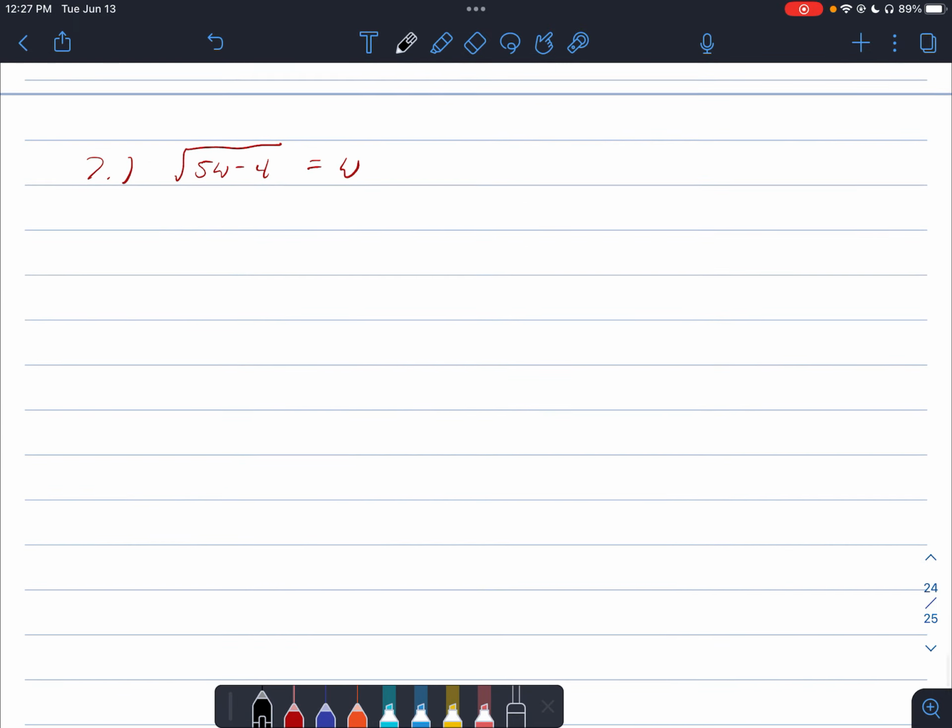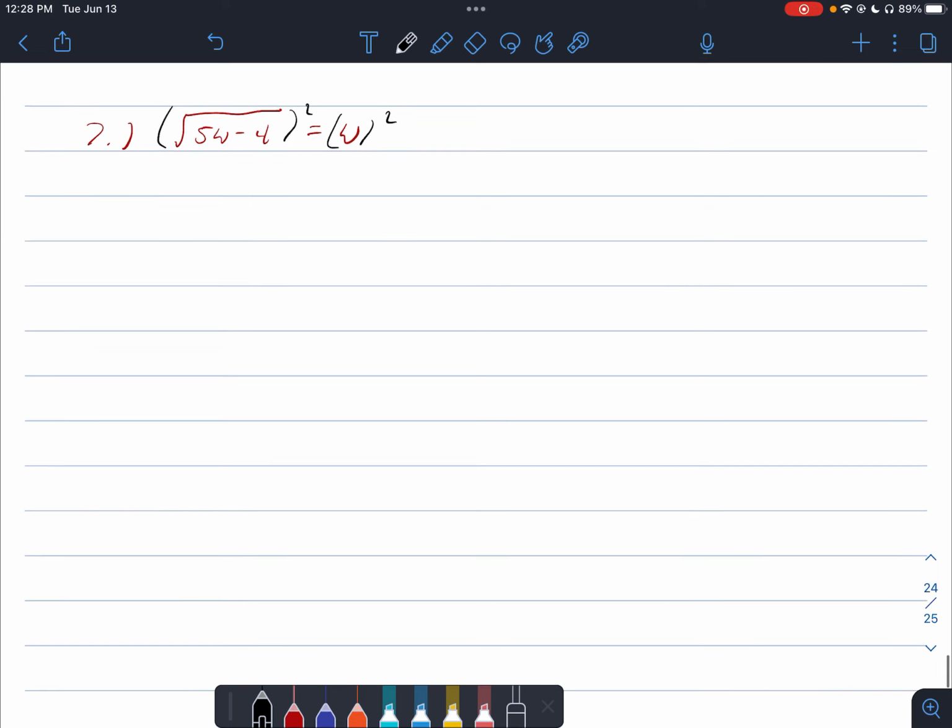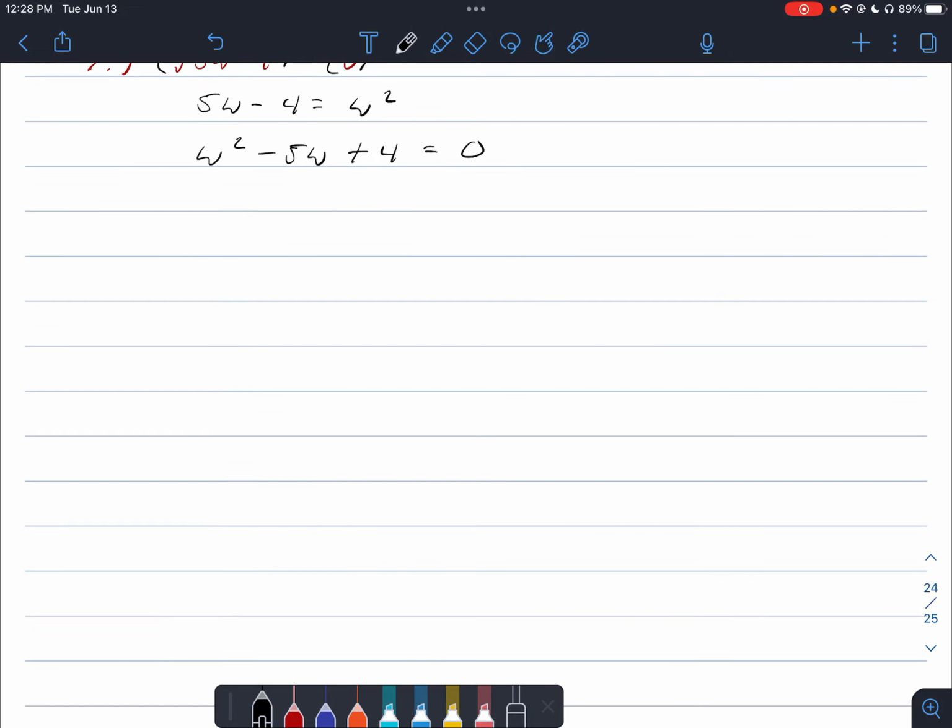Okay, let's look at this one. Here we have the square root of 5w minus 4 is equal to w. Okay, so let's go ahead and square both sides, and we'll end up with a basic quadratic equation. So we'll get 5w minus 4 is equal to w squared. And through moving some things around, we'll end up with w squared minus 5w plus 4 is equal to 0. And now we should be able to solve this just like any other quadratic equation.